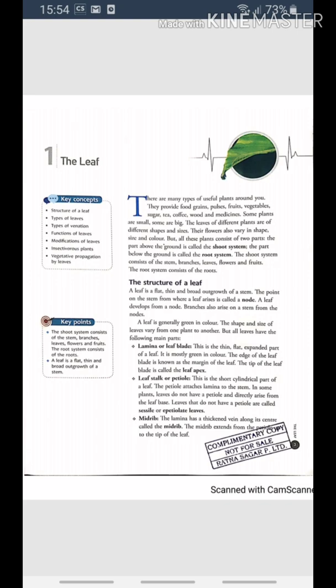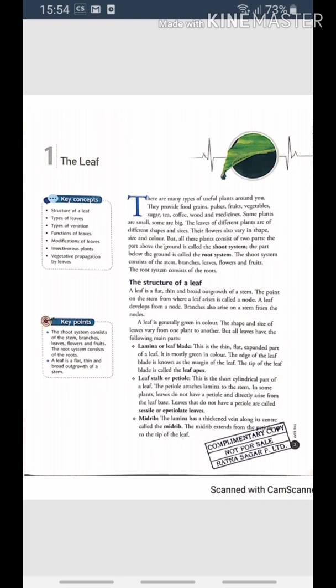Leaf stalk is the short cylindrical part of a leaf. The petiole attaches the lamina to the stem. The lamina has a thickened vein along its center called the midrib. The midrib extends from the petiole to the tip of the leaf.